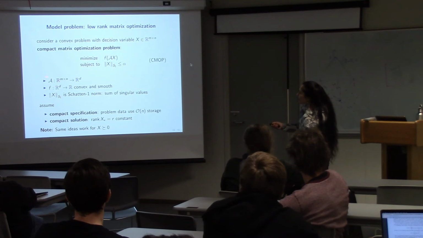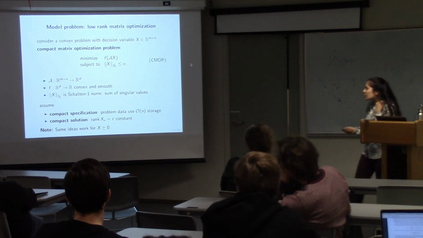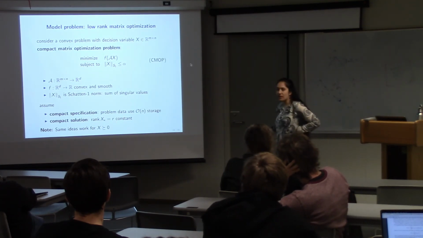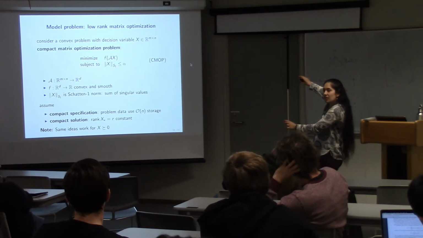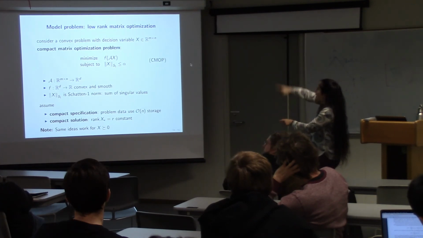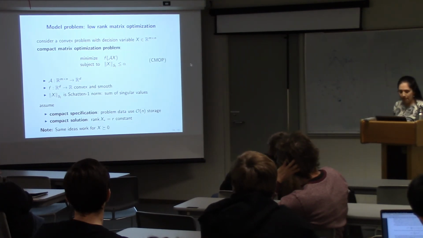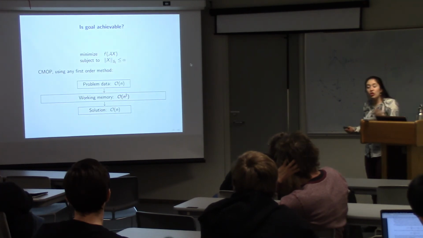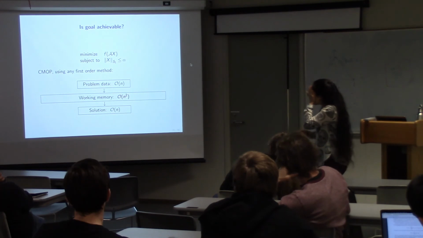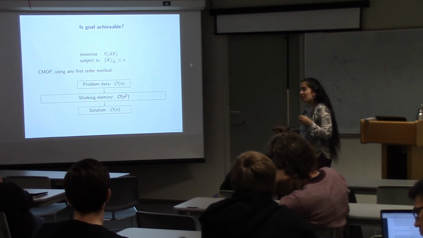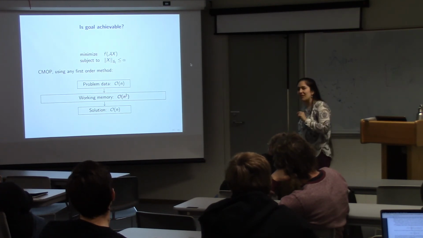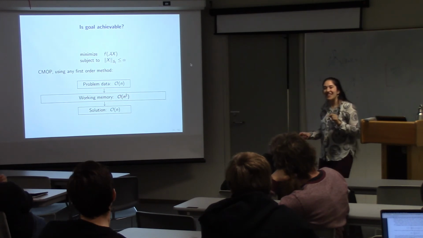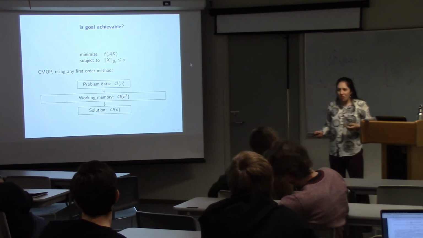The problem data here is the linear operator A and the function f. For this to have a compact solution, it means that the rank of the solution is some constant r, because I can write x using its factorization, and that will take me n times r numbers to write down. So, is the goal achievable for this class of problems? Well, I said the problem data is order n, the solution is order n. But just to write down the matrix variable, this is an n by n matrix variable. It takes n squared numbers to write down. So if I just write down the variable, I failed.